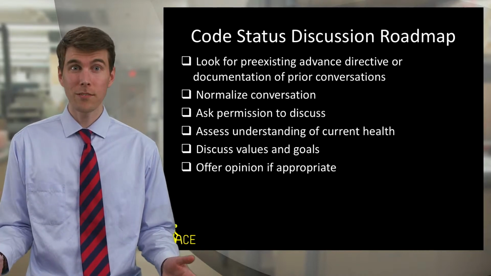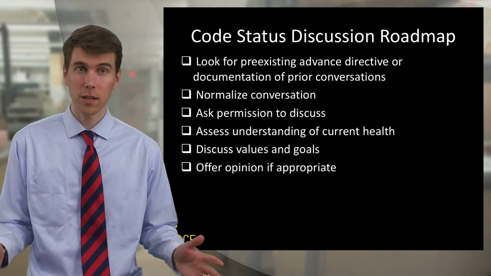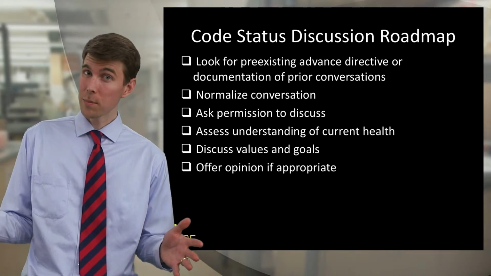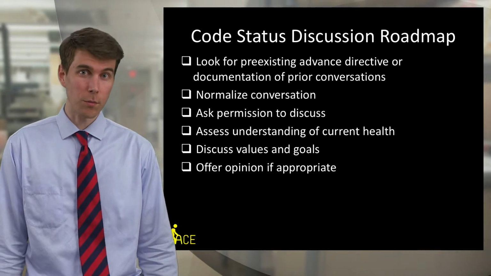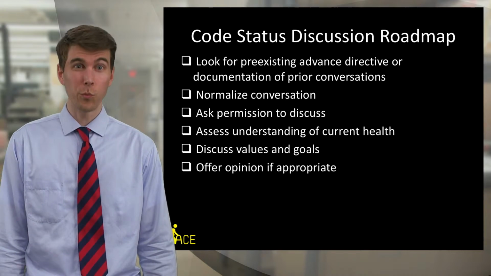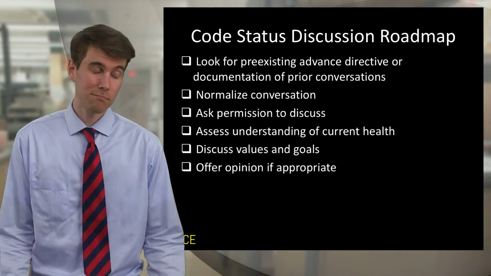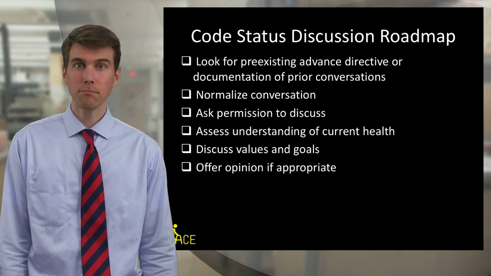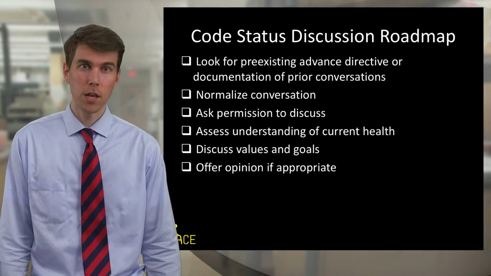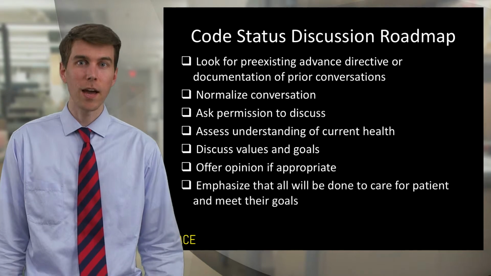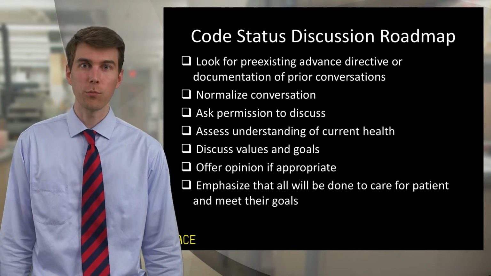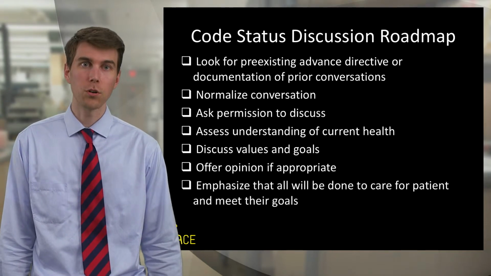If it's less clear, you can normalize both ends of the spectrum, saying something like, some people tell me they want to live as long as they can, no matter what condition they're in. And other people tell me they care more about being comfortable or being at home, and that when it's their time to go, it's their time to go. Then, ask the patient their preference. Regardless of the decision, assure your patients that you will continue to do everything possible to care for them within the context of their goals.